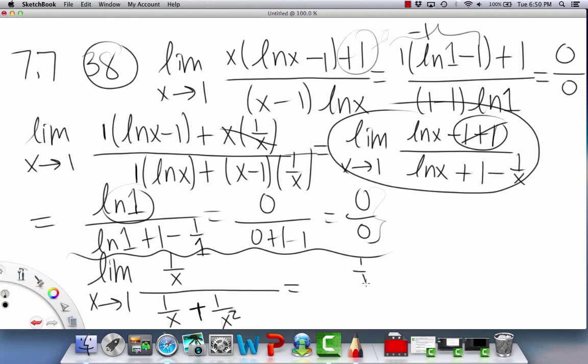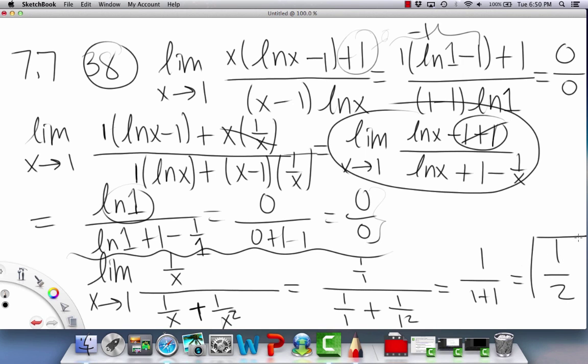So on the top we have 1 over 1, which is a good sign. 1 over 1 here on the bottom, plus 1 over 1 squared, which comes out to be 1 over 1 plus 1, which equals 1 over 2. Alright? And that is clearly a determinate form, so we are good to go.